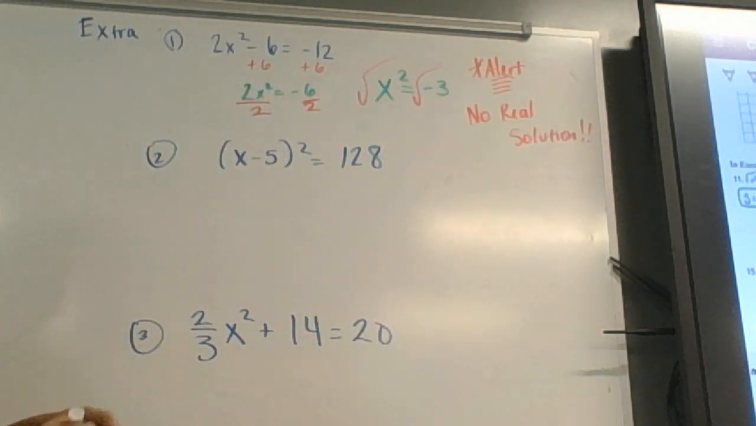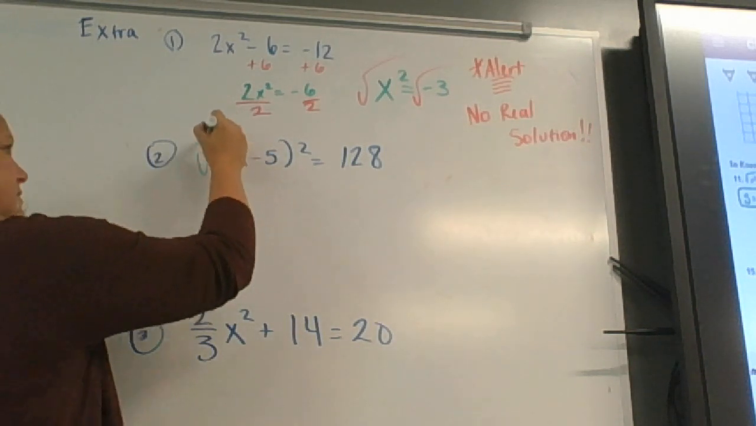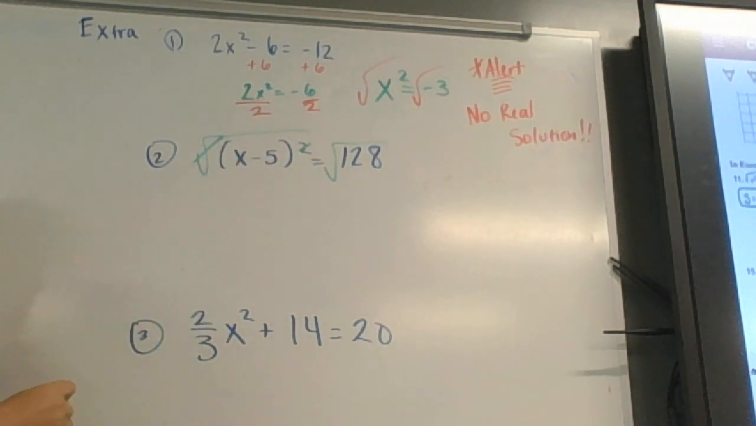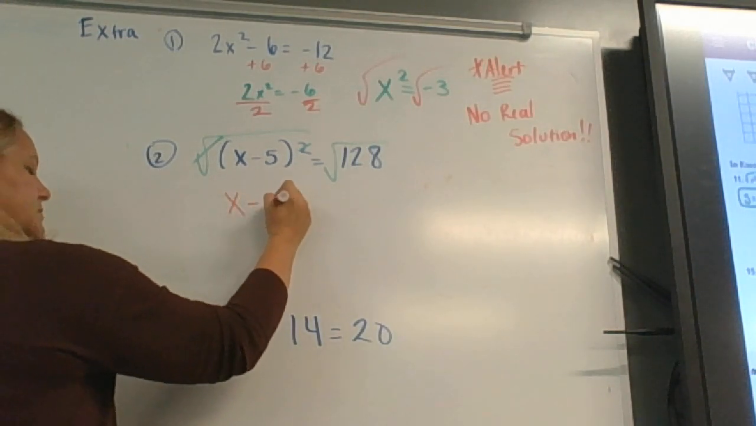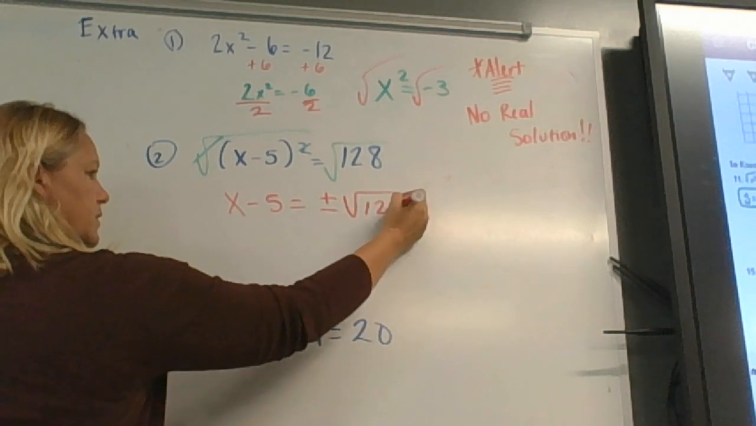Okay, so there's nothing in front or behind the squared term, so I'll go right to the square root bar. The square root bar is so cool. Cancels out the 2. I no longer need parentheses. X minus 5 equals plus or minus the square root of 128.